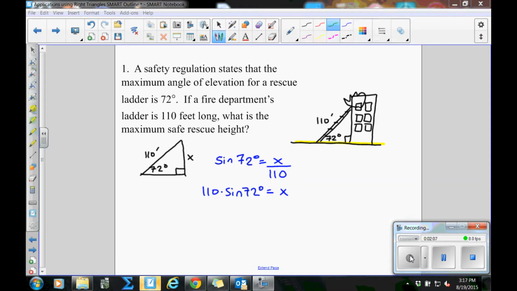We did that in order to isolate x. Put that into your calculator, and we should find out that the ladder can reach 104.6 feet. Hopefully the fire is not higher than that.